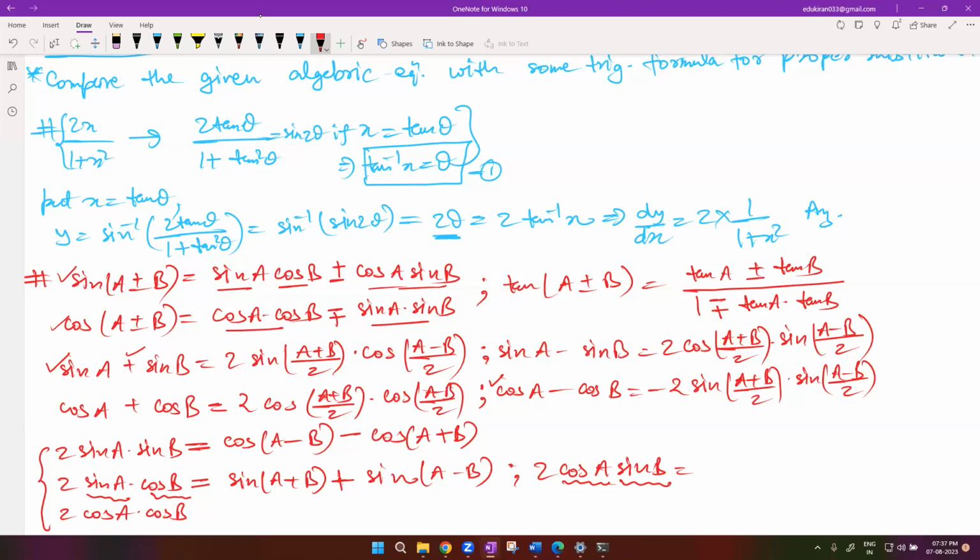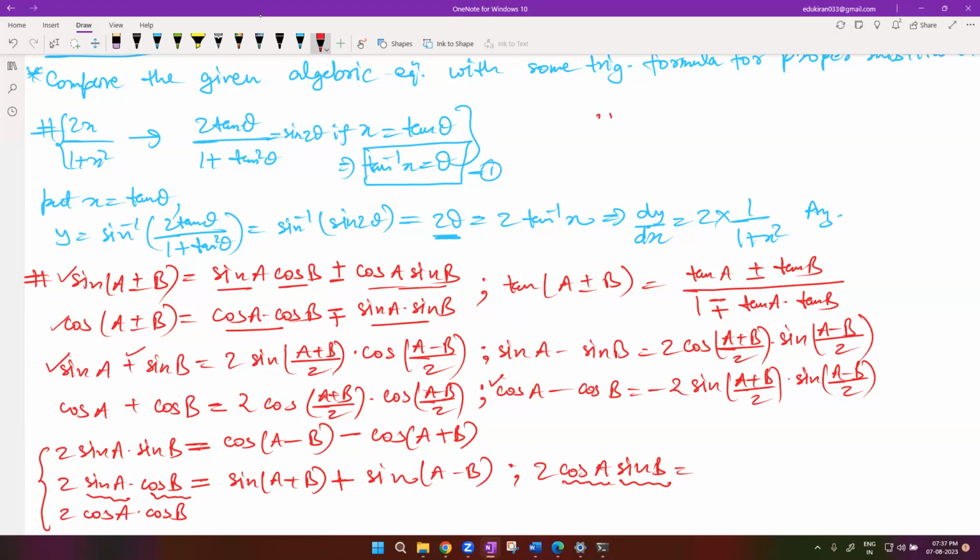You are just changing the angles. First, the angle A was associated with sine. Now angle B is associated with sine. But how do we know what is A, what is B? A and B are variables. So A and B can take any value.